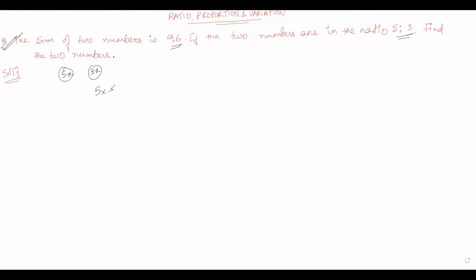So we can say that 5x plus 3x will be equal to 96, or we can say that 8x would be 96. So x would be 96 by 8. So this would be 12. So x is 12. So we can say that the two numbers are 5 into 12, that is 60, and 3 into 12, that is 36. So the two numbers are 60 and 36.